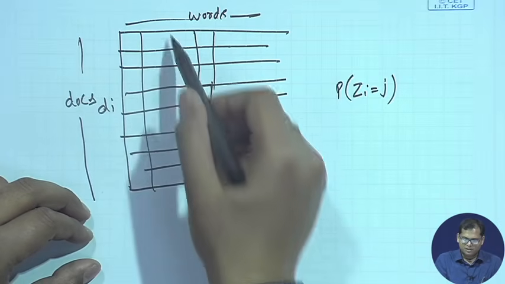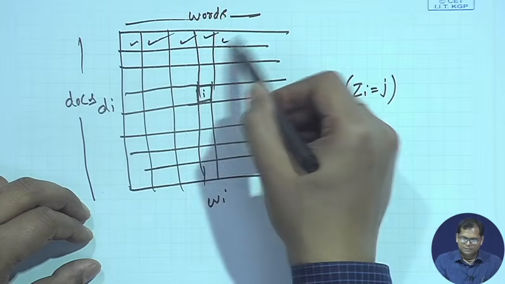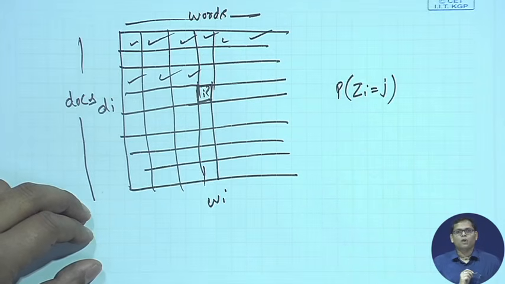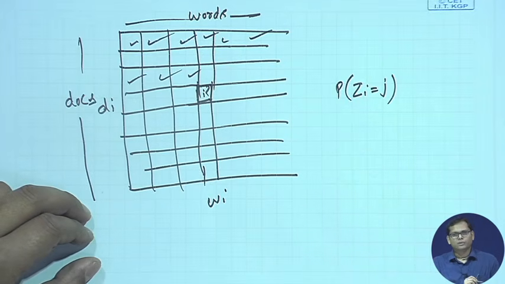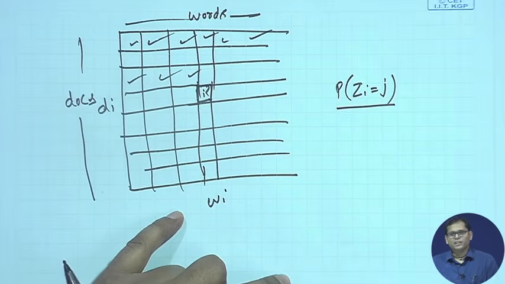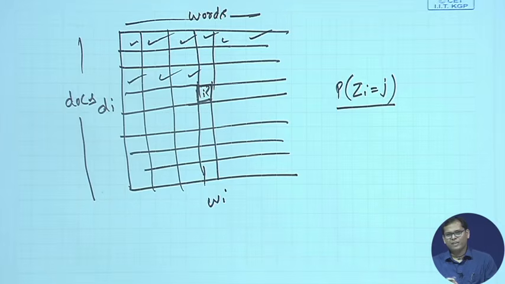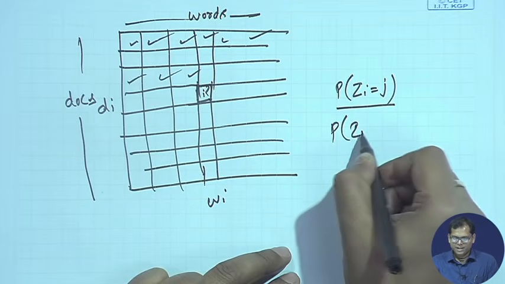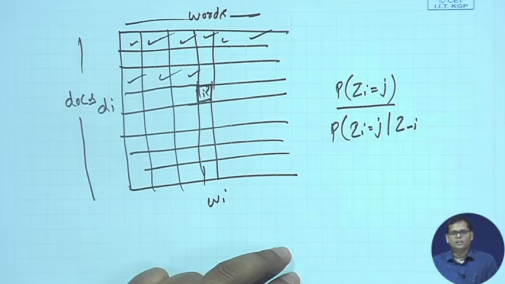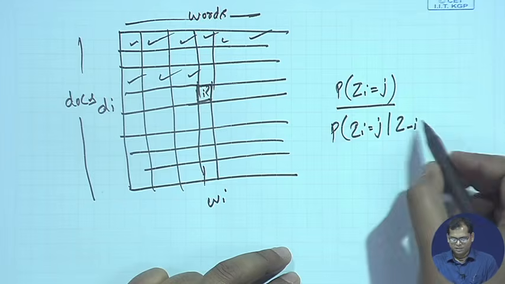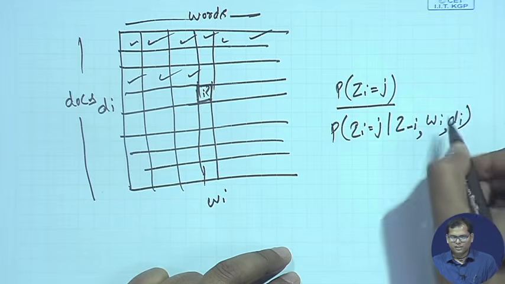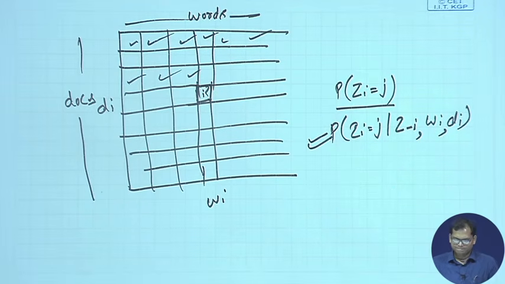So you know what the topics assigned for all the different words are, but you want to find out the topic for this particular ith word. So how do you do that? You first estimate this probability, and this you do conditioned on everything else. So we write it like this: probability z_i = j given the topic assignments for all the other words, z_{-i}, where minus i means everything other than this i, and given the word index and the document index. This is what you want to find out.